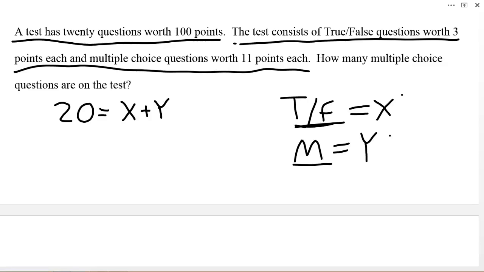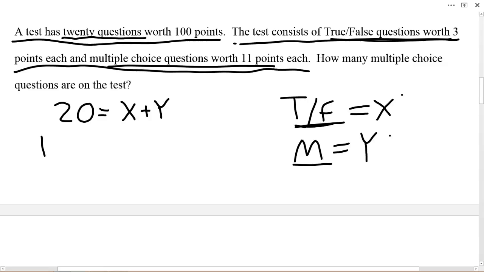What's the other piece of information it gives us? Now, you look in the first sentence, it says 20 questions and they're worth 100 points. So in total, these 20 questions will be worth 100 points. And then in the second part of the sentence, it's telling us that true false questions are worth 3 points each, and multiple choice questions are worth 11 points each. All right, so we could write that out.